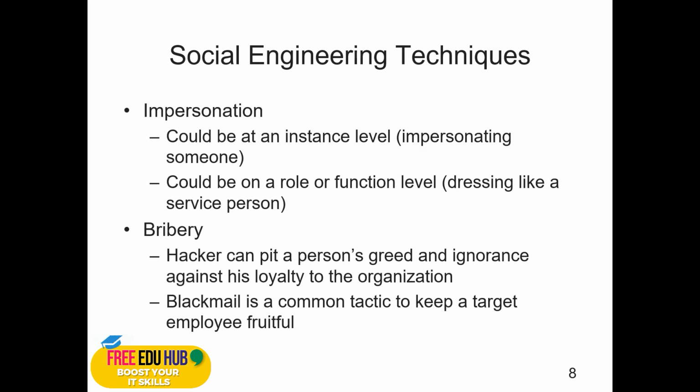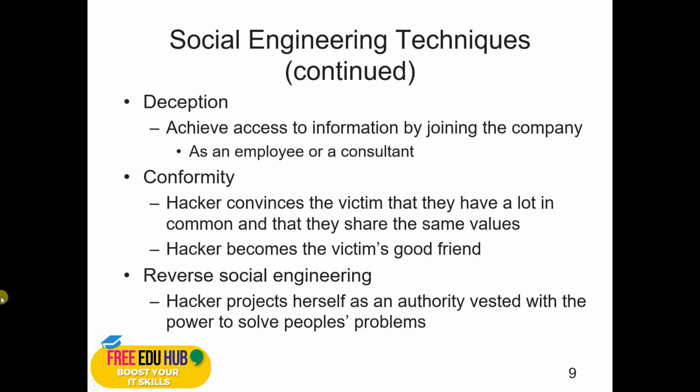Now, blackmail is a common tactic to keep a target or employee fruitful. Deception: achieving access to the information by joining the company as an employee or a consultant. Conformity: the hacker convinces the victim that they have a lot in common and can share the same values. The hacker becomes the victim's good friend. How? A hacker could be your best friend.